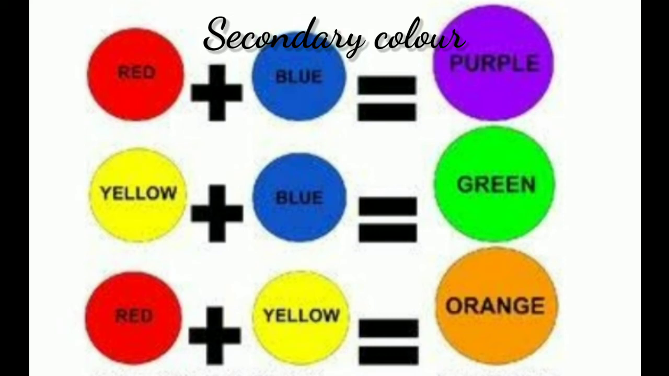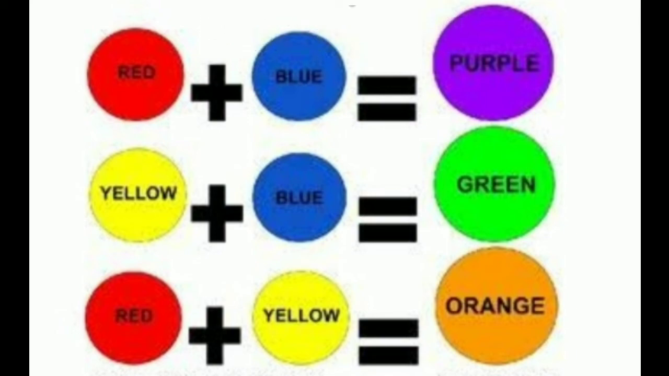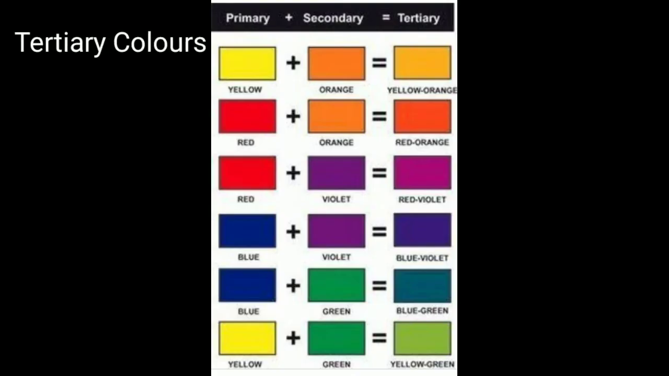Like when we mix red and blue, we will get violet color. When we mix yellow and blue, we will get green. When we mix red and yellow, we will get orange. Now, tertiary colors. The tertiary colors are created by mixing equal parts of a secondary color and a primary color. Together, there are 6 tertiary colors: yellow orange, red violet, blue green and yellow green.